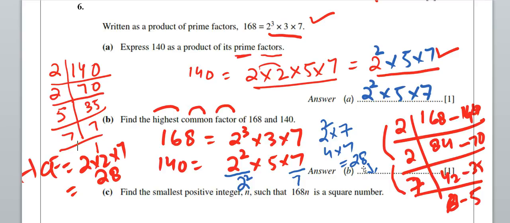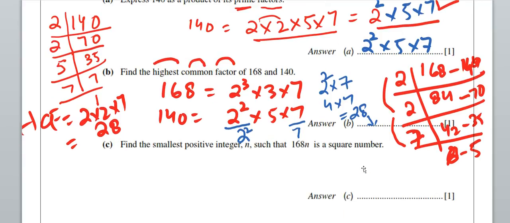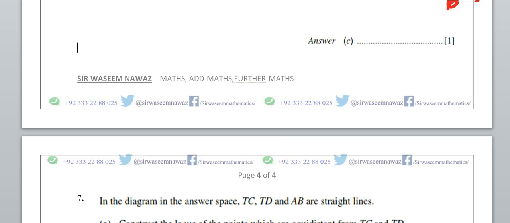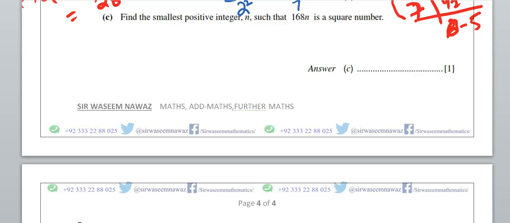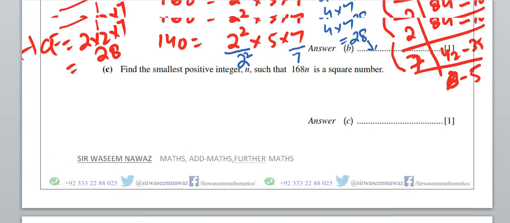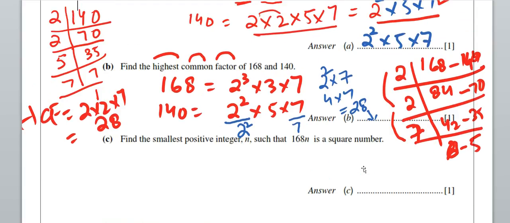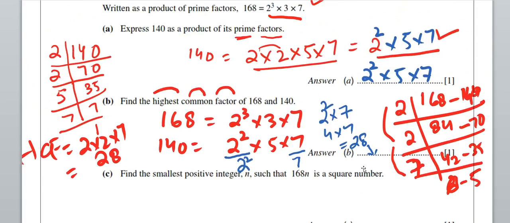The next part we have: find the smallest positive integer n such that 168n is a square number. Again, this question was the most problematic, and most of the students have not attempted it, or if they have attempted, they have not done it correctly. So 168n is a square number.